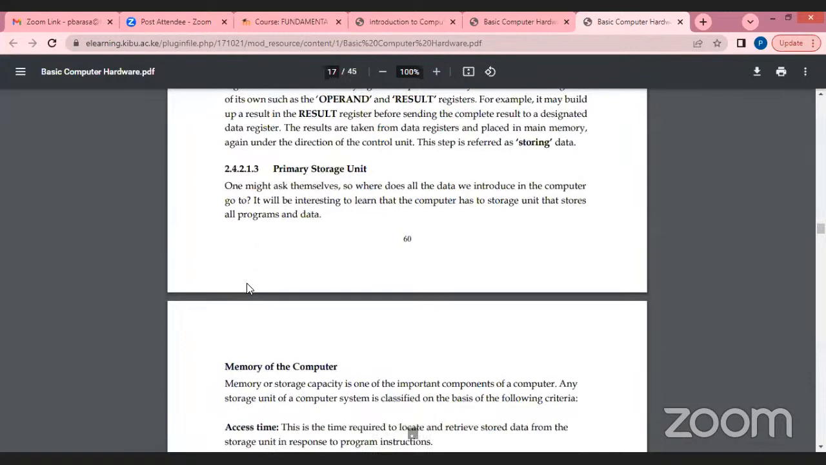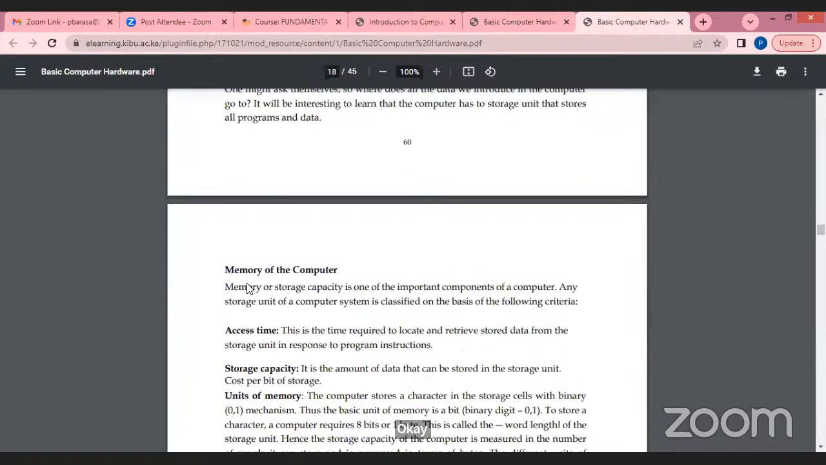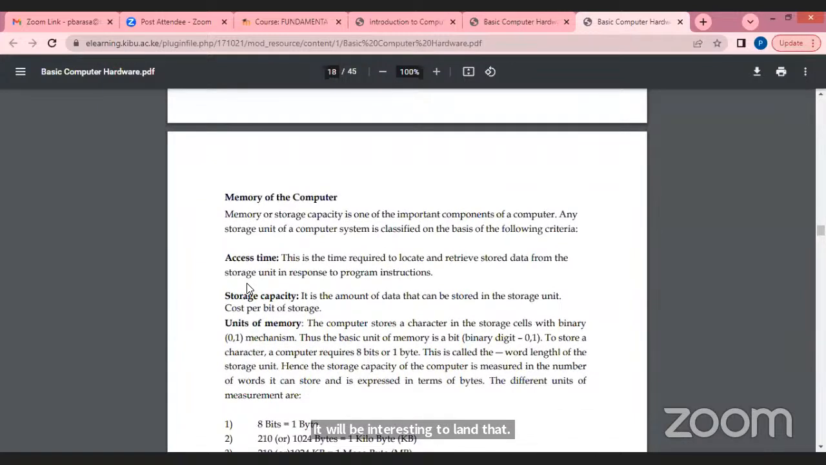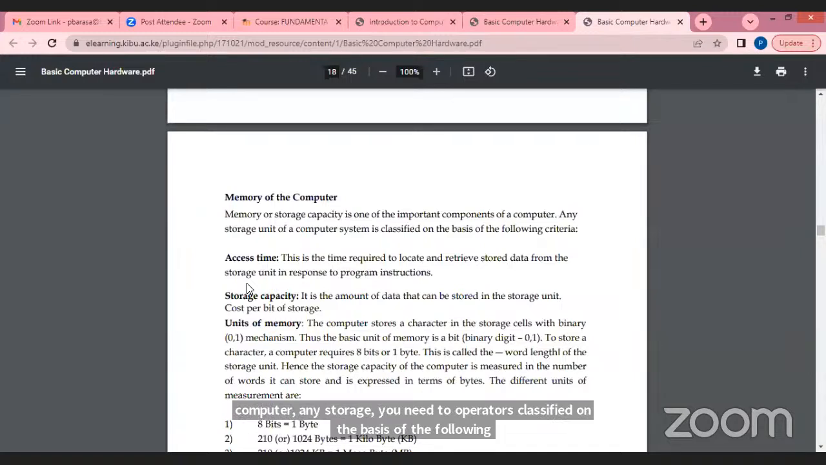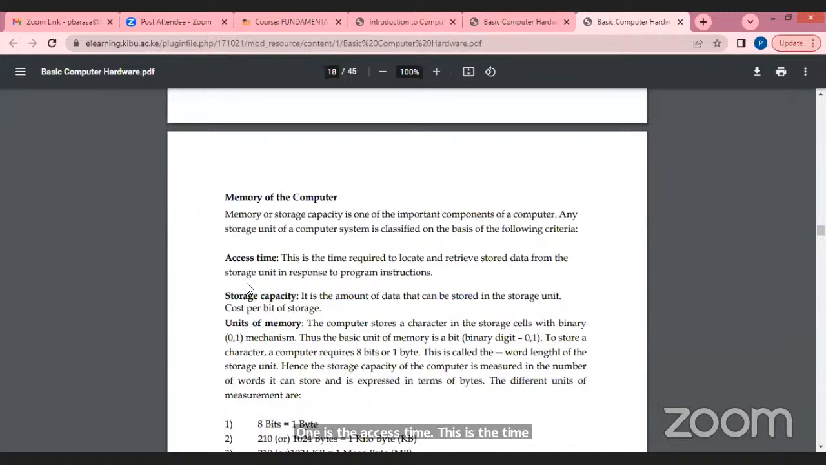So the primary storage unit. One might ask themselves, where does all the data we introduce in the computer go? It will be interesting to learn that a computer has a storage unit that stores all programs and data. So, memory of the computer. Memory or storage capacity is one of the important components of a computer. Any storage unit of a computer is classified on the basis of the following criteria. One is the access time. This is the time required to locate and retrieve stored data from the storage unit in response to program instructions.